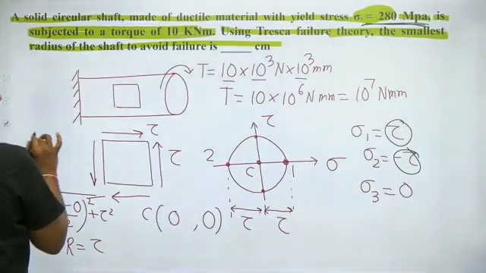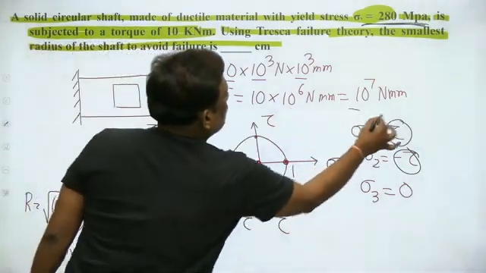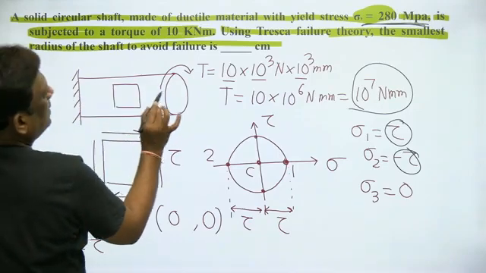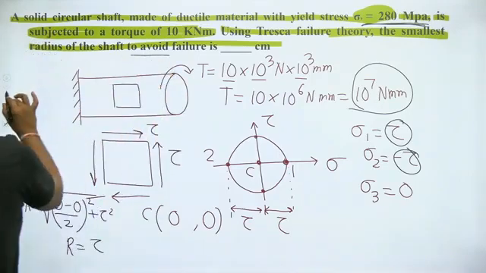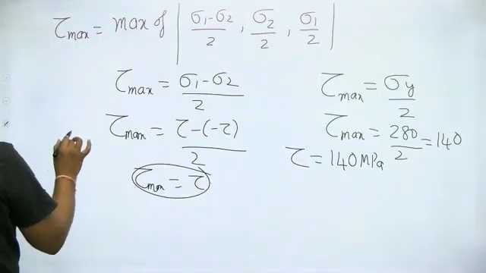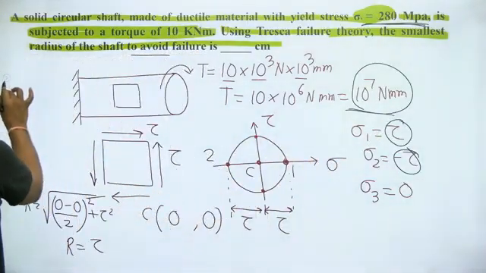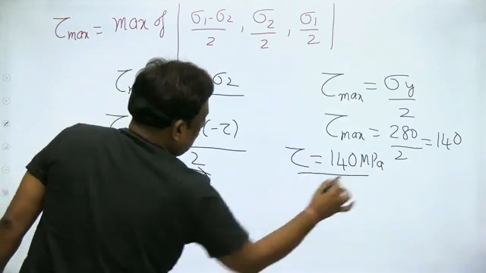And what is he asking in the problem? It is subjected to a torque of 10 into 10 power 7. And what is given? He is asking the radius. Okay, fine. And the torque is 10 power 7. And the shear stress is 140.